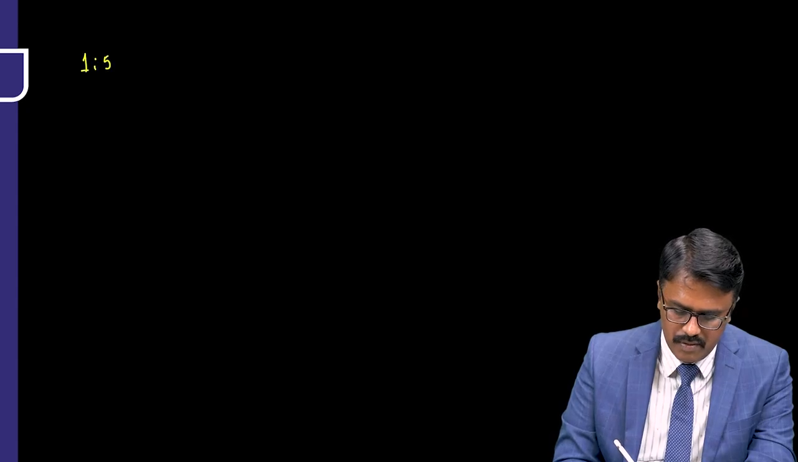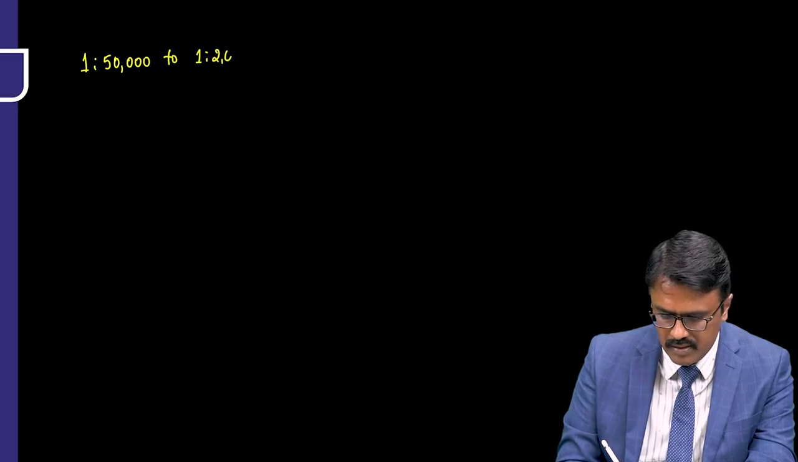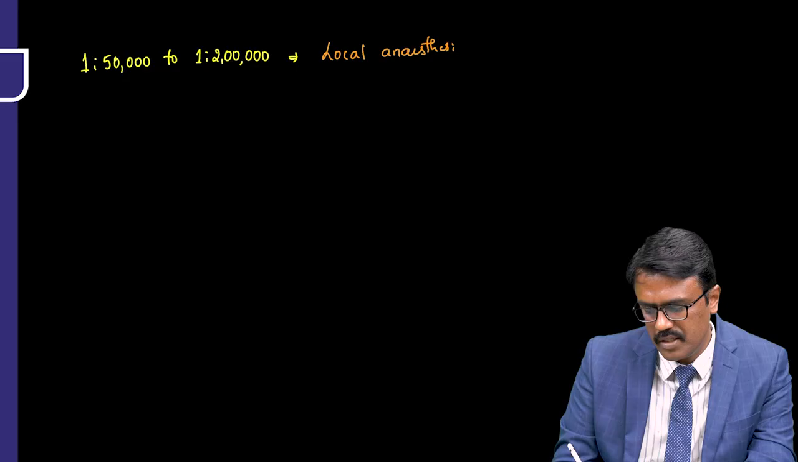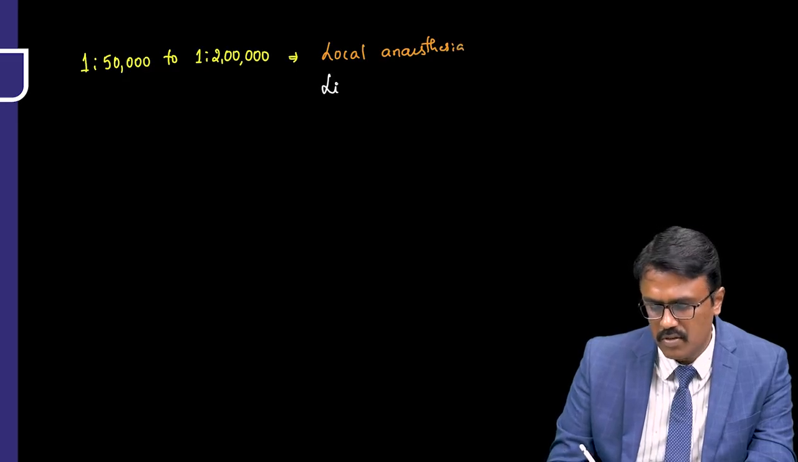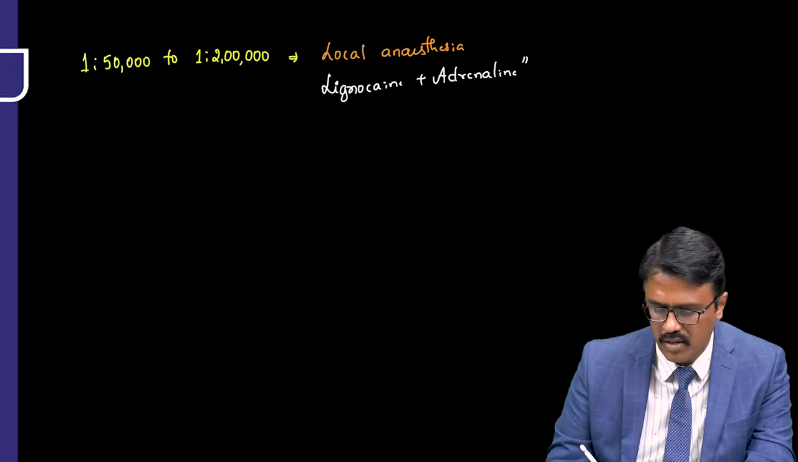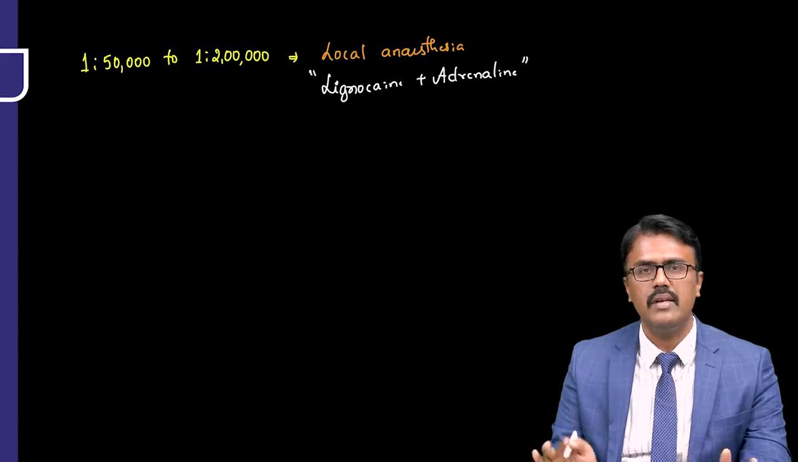Another dilution where we use adrenaline is 1 in 50,000 to 1 in 2 lakhs. Now this dilution is used with local anesthesia. For example, a commonly used local anesthetic in your surgery department is lignocaine plus adrenaline. So if you are suturing or going to the surgery ward, just look into the dilution here. Now what is the reason why we give it?